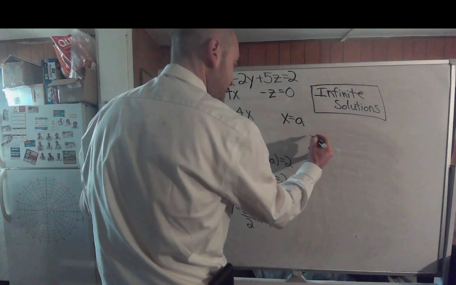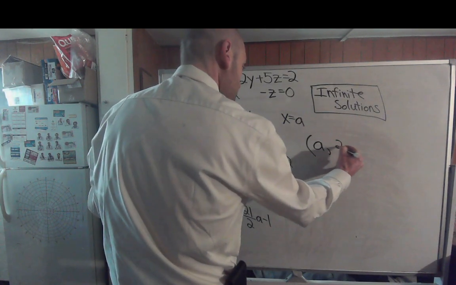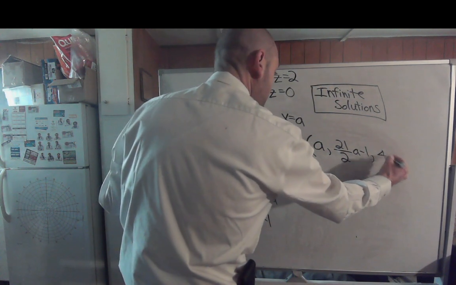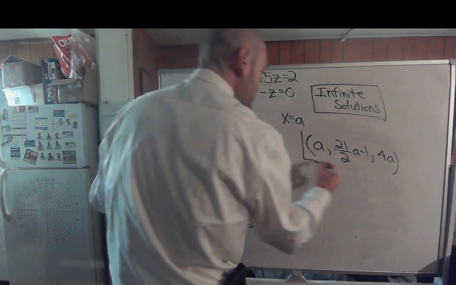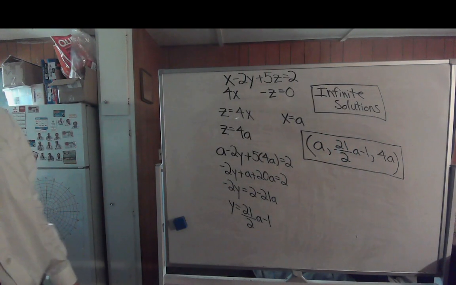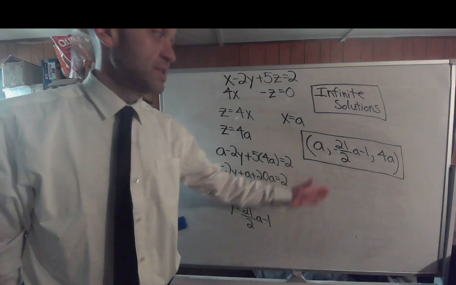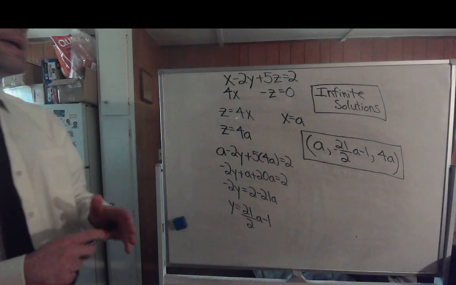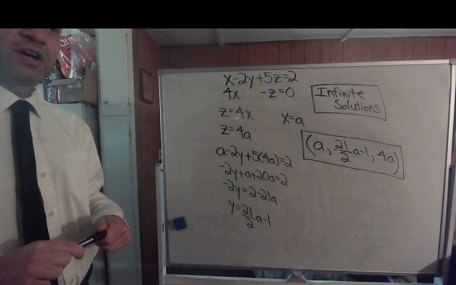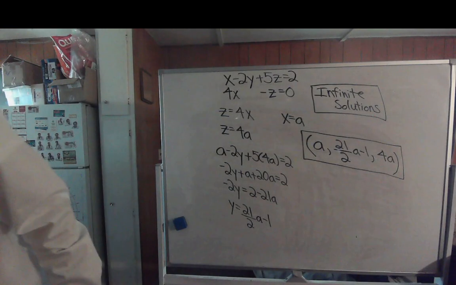So you're going to see the answer listed in your book something like this: a, 21 halves a minus 1, and then 4a. That's how you would see the solutions listed in your book. So if you ever see that notation, that means you have infinitely many solutions where a is some real number. And again, just like in systems of two equations with two variables, infinite solutions means they're all the same line. That's all that means.